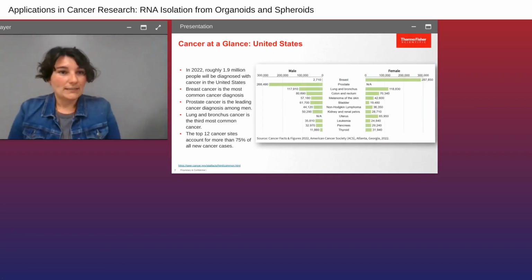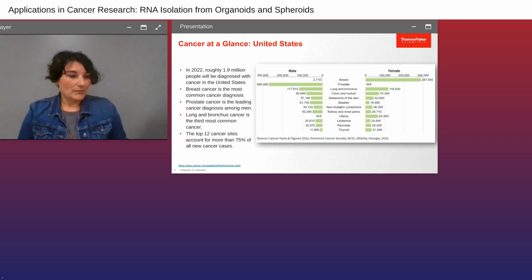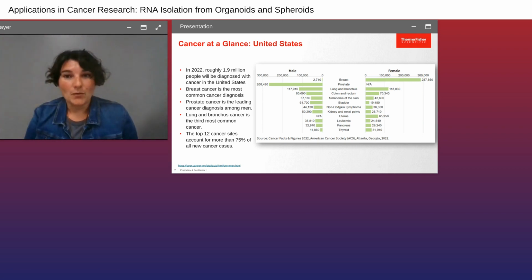And then some other interesting data that I wanted to highlight. This is by gender, again in the United States, breaking down the different cancers that are diagnosed within males and females. If you look at the males, the number one type of cancer that is diagnosed is prostate cancer. And for females, the number one diagnosed is breast cancer. And breast cancer is actually the number one diagnosed of all cancers between males and females.